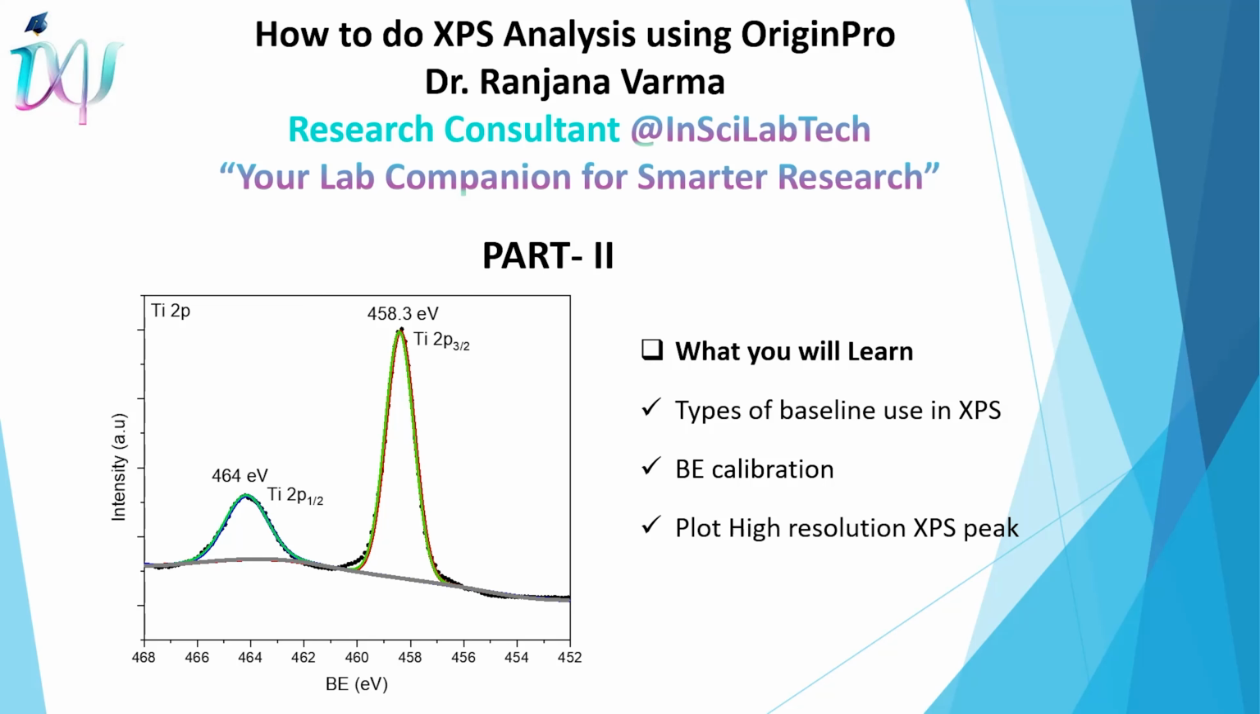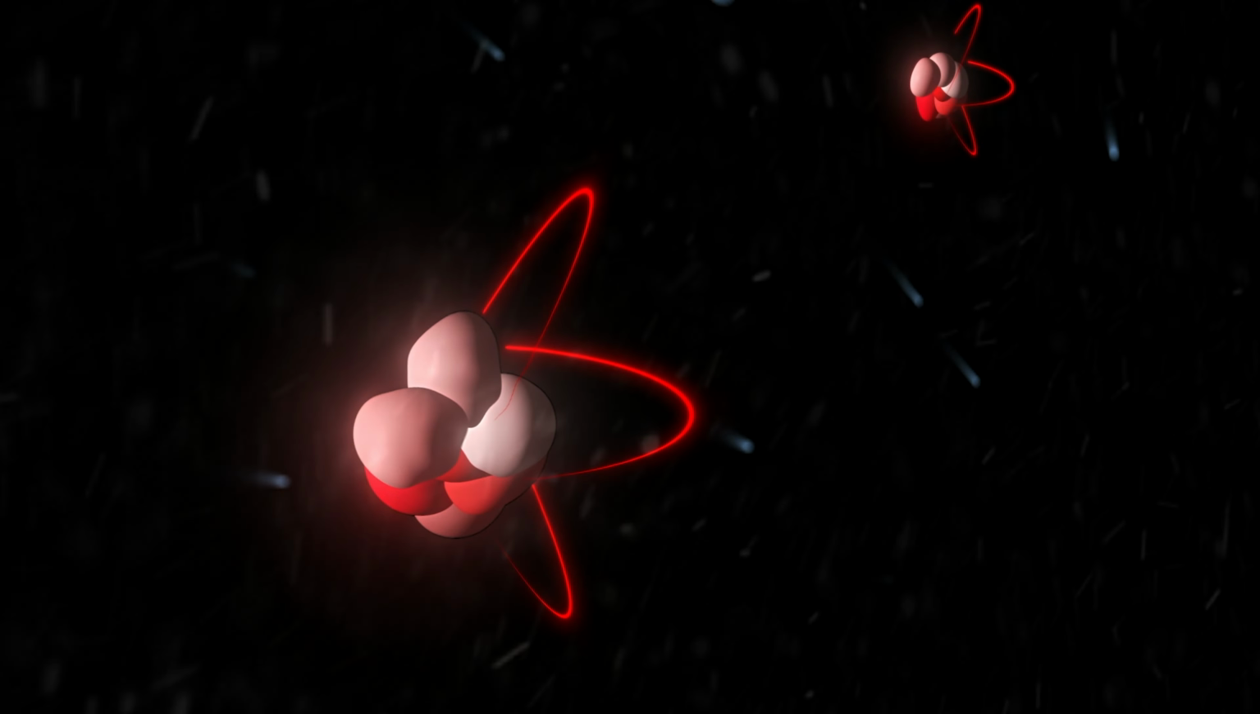As part of our For Researchers by Researchers initiative, I am here to show you how to perform XPS analysis using OriginPro. I have divided XPS analysis into three parts for clarity and accuracy. In the first part of the video, we have performed the carbon correction and calibrated the survey spectrum. The link for the part 1 of the video is in the video description. Now we will use carbon correction to process the high resolution titanium 2P peak of my TiO2 sample.